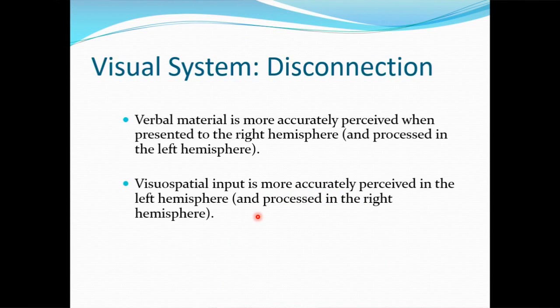Now, while I'm talking about these different systems, I'm also going to be talking about what if there's a disconnection between the left and the right hemispheres. To what extent do the pathways cross, and if they cross, where do they cross? Okay, so that's what I refer to when I talk about disconnection. Now, verbal material is more accurately perceived when presented to the right hemisphere and processed in the left hemisphere. Okay. Visuospatial input is more accurately perceived in the left hemisphere and processed in the right hemisphere. Okay, so I think that makes sense. We know the left side is more verbal, the other side is more nonverbal.